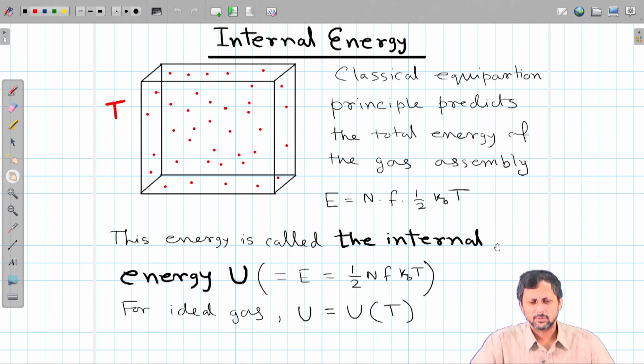The last thing for today's lecture is internal energy. Now, going by the classical equipartition theorem, we have the total energy of a gas assembly as E is equal to N f half kBT, f being the number of degrees of freedom, N being the total number of molecules, right. This energy is called the internal energy of the system.